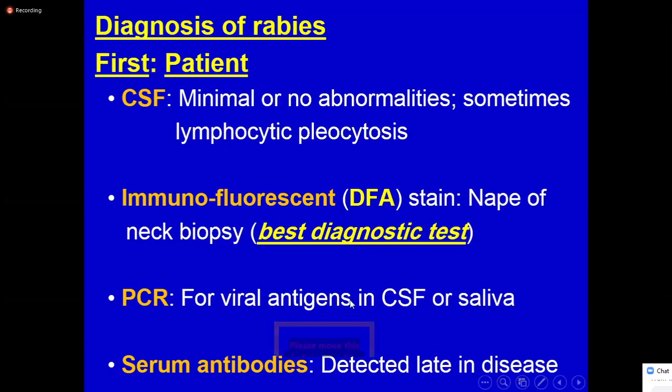PCR for viral antigen in the CSF or saliva. Antibodies can be detected late in the disease. Serum antibodies are not raised immediately. They take some time to be raised. So usually not useful in the immediate period after the biting of the animal.